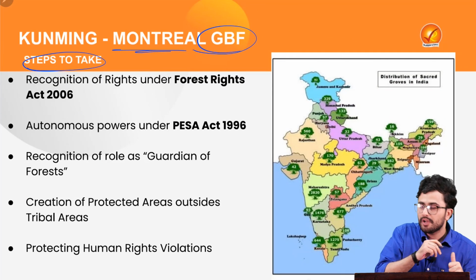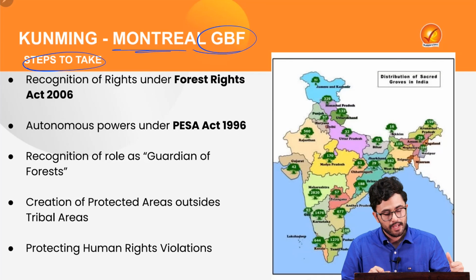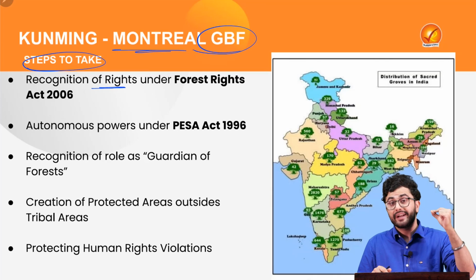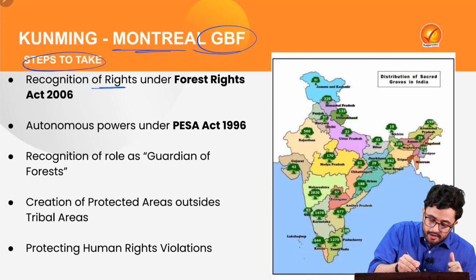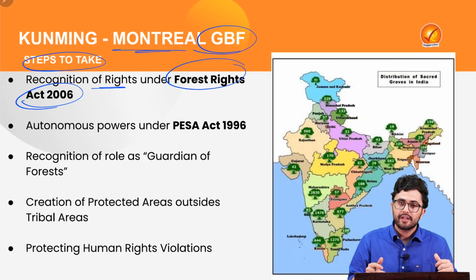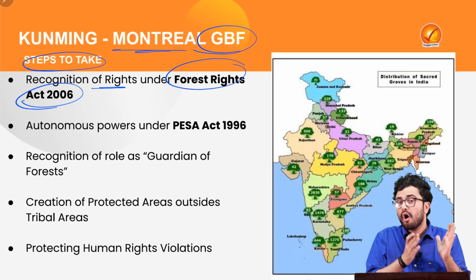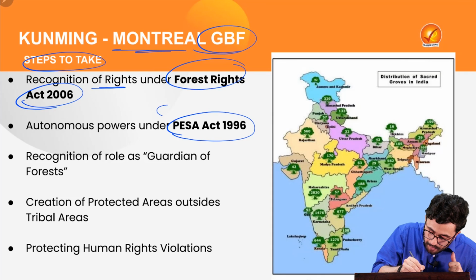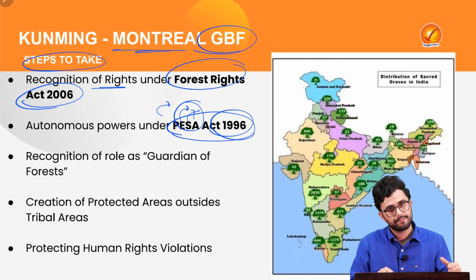Thus, the environmentalists have suggested several steps which shall be taken while we implement the Kunming-Montreal Global Biodiversity Framework. The first and foremost is to recognize the rights of traditional forest dwellers under the Forest Rights Act of 2006 and to further provide them with autonomous power of self-governance under the Panchayats (Extension to Scheduled Areas) Act, 1996.